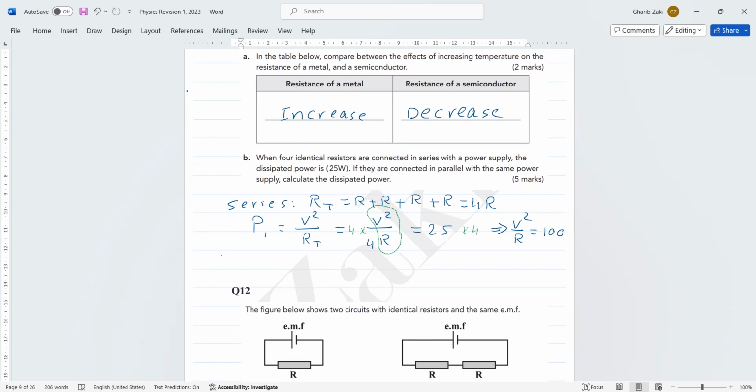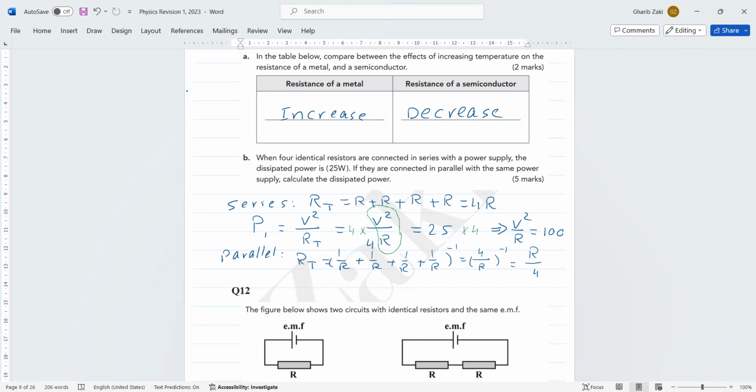Now we go to the parallel connection. In the parallel connection, R total equals 1 over R plus 1 over R plus 1 over R plus 1 over R, all to the power -1. That is 4 over R, all to the power -1. Flip it, so it's R over 4. They said they are connected with the same power supply, so calculate the dissipated power.